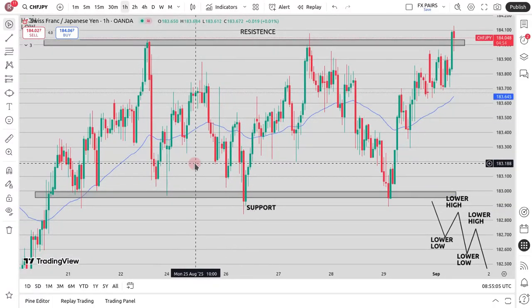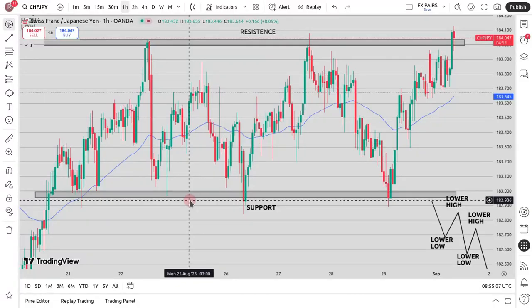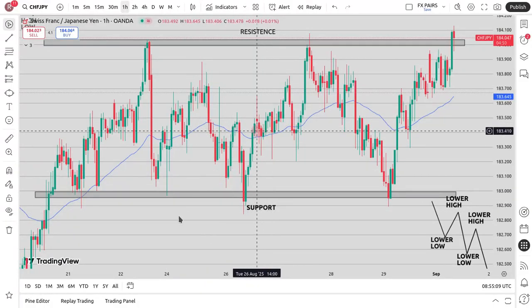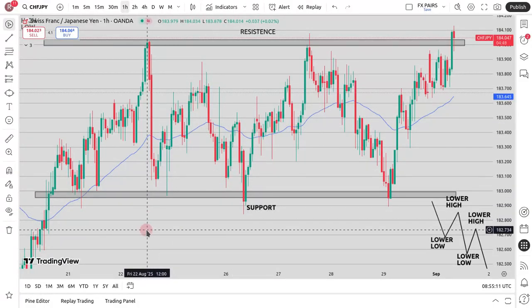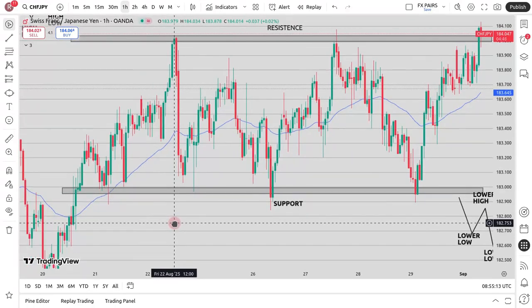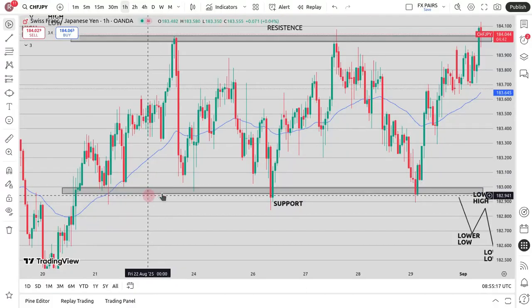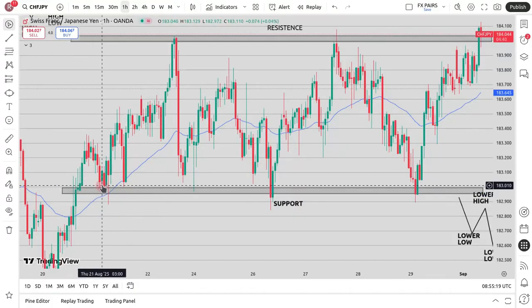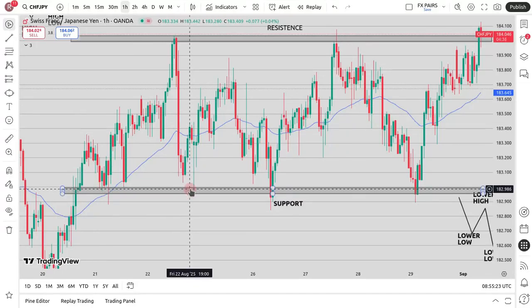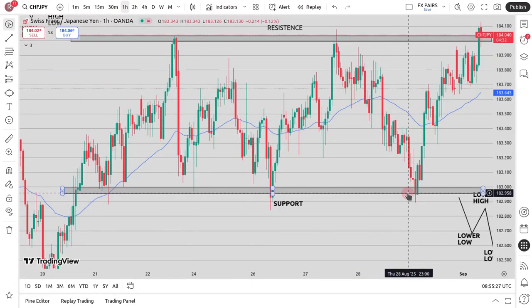So as I've told you, support is where price stops falling and then bounces back. And quite often for an area to be marked as a support level, price should have tested that area at least 3 times or even more. So here we tested this area once, twice, thrice, 4 times, 5 times. So this is a valid support.